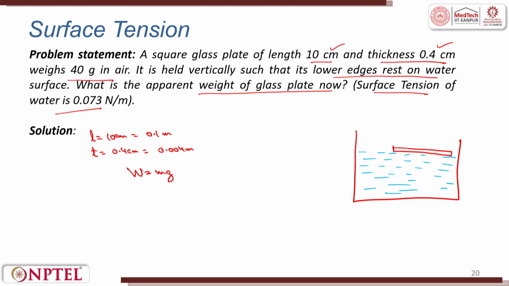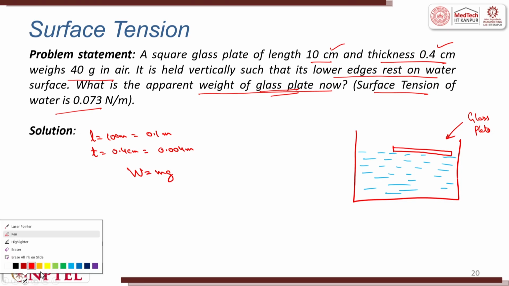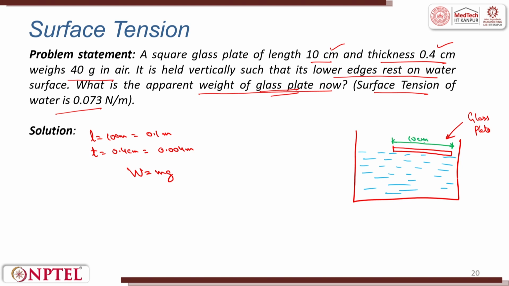This is a glass plate where they have given the length as 10 centimeter and thickness as 0.4 centimeters. Now weight is equal to m into g.